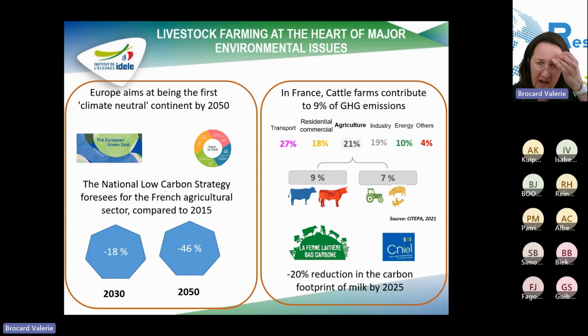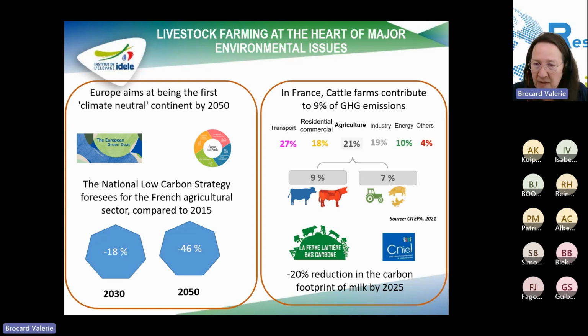That's why the whole dairy sector has implemented a program named La Ferme Laitière Bas Carbone, the low carbon dairy farm. It's a program for the whole dairy sector, supported and implemented by the interbranch organization, CNIEL. And the aim is to decrease the carbon footprint of the dairy sector by 20% by 2025 compared to 2015.